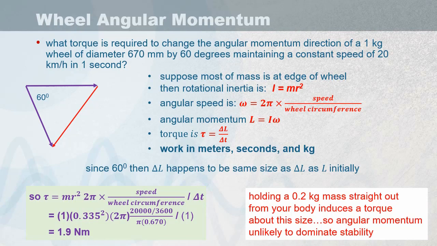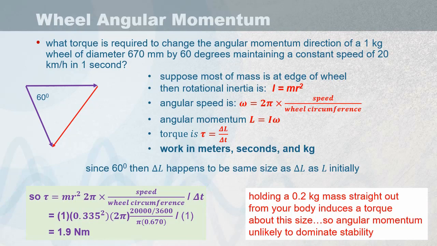And so putting in the numbers, that's 1 kilogram times 0.335 meters squared times 2 pi times 20,000 meters per hour, but converted to seconds with the factor of 3,600 in the numerator, and then divided by the wheel circumference, which is just pi times its diameter, so pi times 0.670 meters, and then divided by the time change, 1 second.